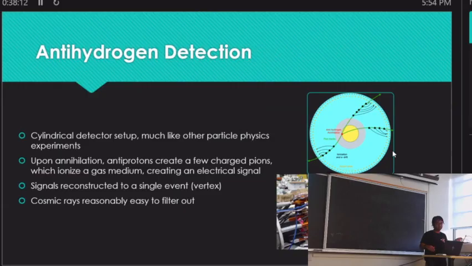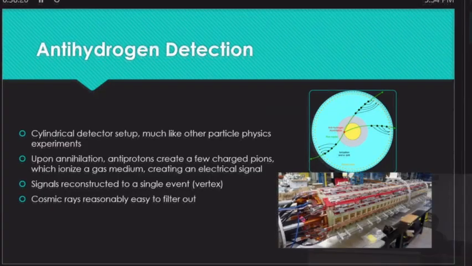Okay, so it's trapped. How do we detect them? We have a cylindrical detector setup, as you can see in the bottom image. It's a lot like other particle physics experiments. Once the antihydrogen is released from the trap, it will annihilate with something in the detector, and that produces a bunch of charged particles, pions, which go into this gaseous medium, create a bunch of other charged particles, and those are detected on the outsides.